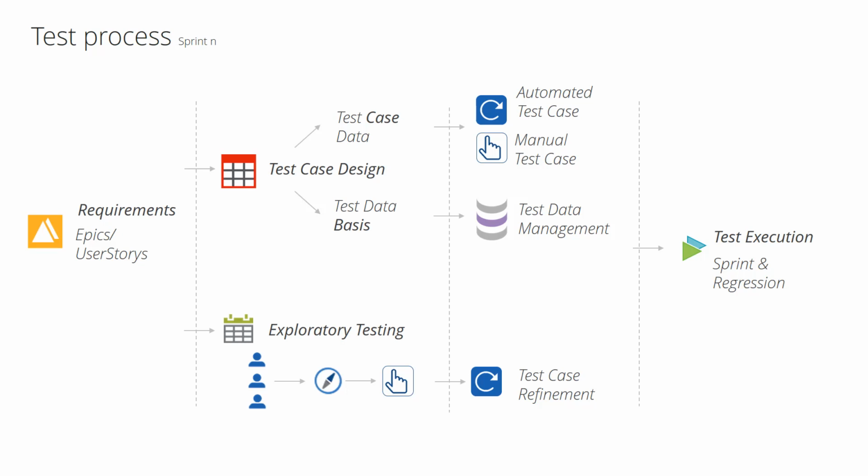After this second step, test case design or exploratory testing, I will have different artifacts which I can then bring to the third section, the blue section in Tosca, where I decide whether I want to go with automated test cases or manual test cases. I have to think about my test data management, and the last step is test execution, which is not relevant for our session.